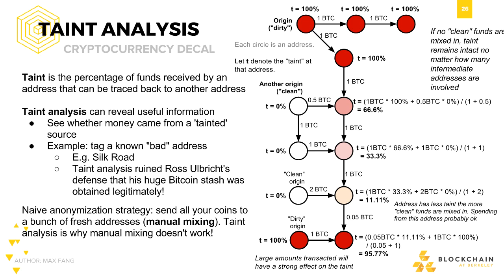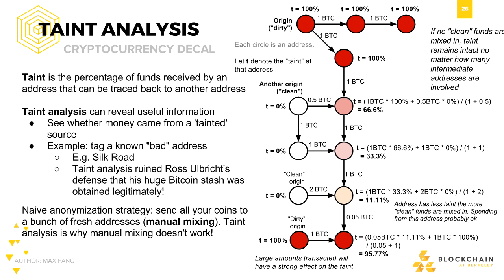To run you through this example, up here, if we start with this very tainted node, and we keep going to the right, just sending our Bitcoin to new addresses, you can see that it maintains 100% taint. And this foils the naive strategy of mixing, where they've associated my pseudonym with my real-world identity, but it's okay, it's Bitcoin, I'm just going to generate a new pseudonym and move my funds there. Taint analysis is why that doesn't work.